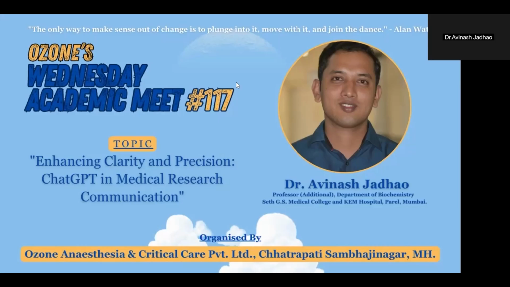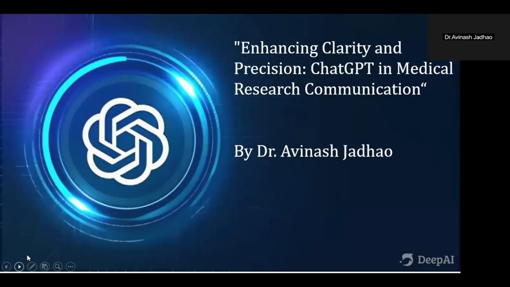Here we will discuss the use of ChatGPT in research paper writing. So what is ChatGPT? ChatGPT is an AI tool which is used for many things. But here we are going to discuss only research paper writing: how to write a research paper, how to write a systematic review, case series. You can write a case report, anything you want, with the help of ChatGPT.